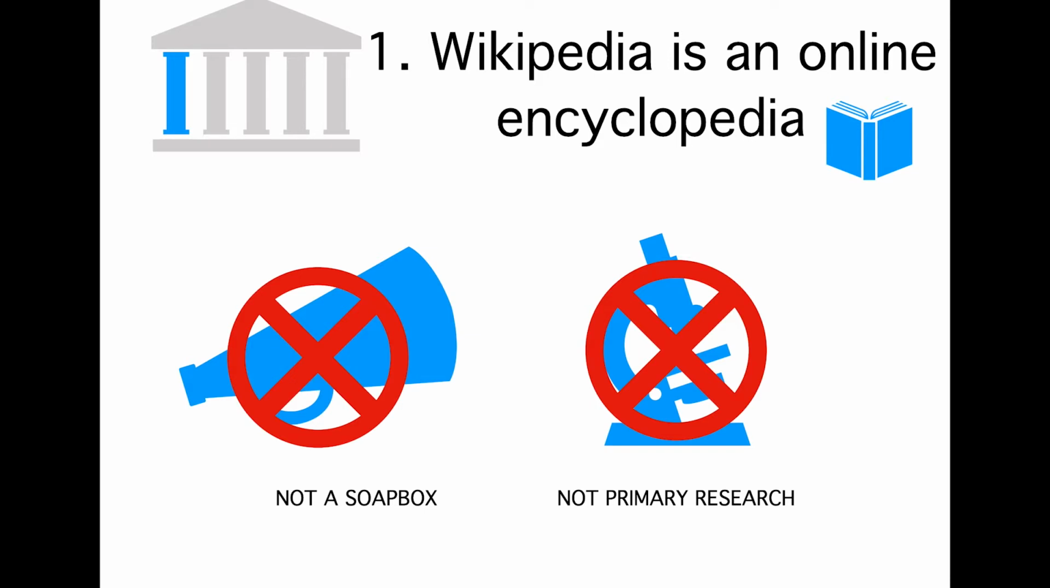First, it's an online encyclopedia. It's not a soapbox. You can't make opinions or preach your messages about anything. It's an encyclopedia. And it's not primary research. Even if I were to go in the lab and discover something, I couldn't then just put it on Wikipedia. It's not people doing original research. It's you finding sources that are talking about research that has been done.